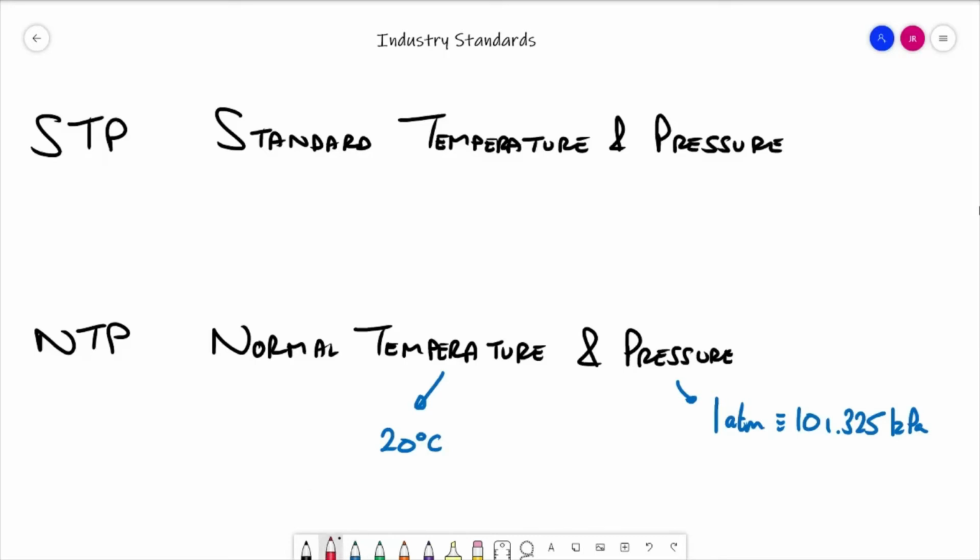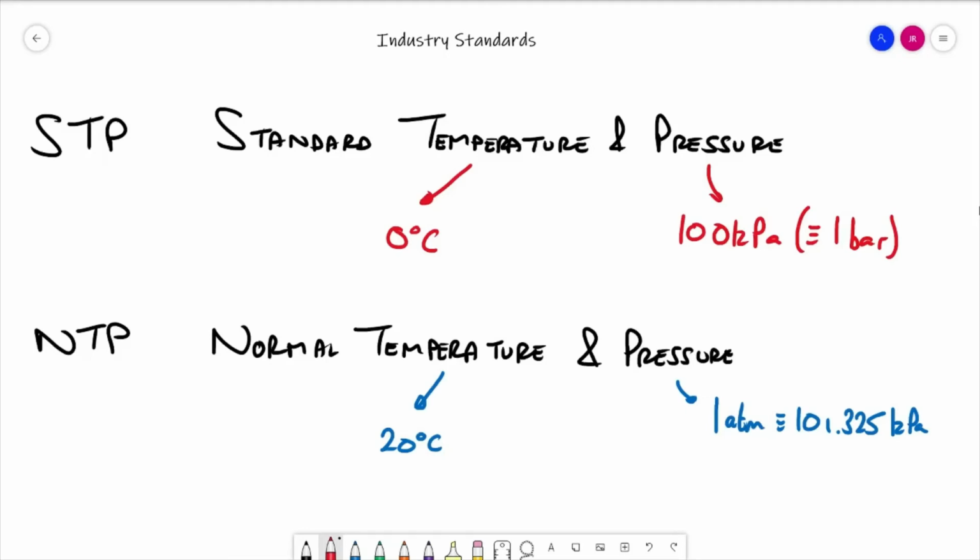Now for standard temperature and pressure, we make the numbers a little bit simpler. For the temperature, we take 0 degrees C, and then for the pressure we take 100 kilopascals, and that is known as 1 bar. So there's another pressure unit that we can just slip in there, and we can say that 1 bar is equal to 100 kilopascals. Now standard temperature and pressure tends to be more widely used, especially amongst the scientific community, but really just showing you that if you see those letters STP or NTP, you'll know what they mean.